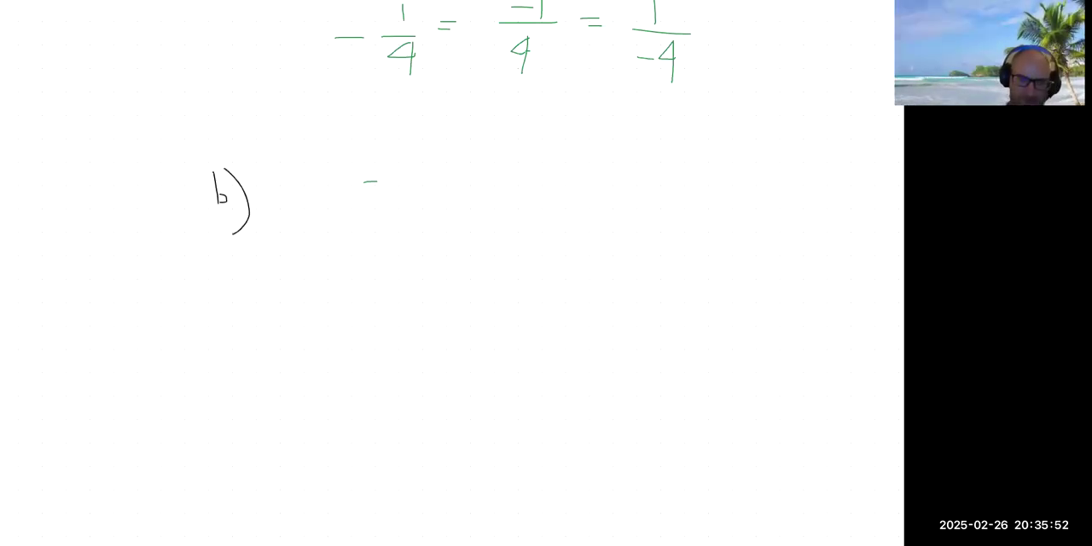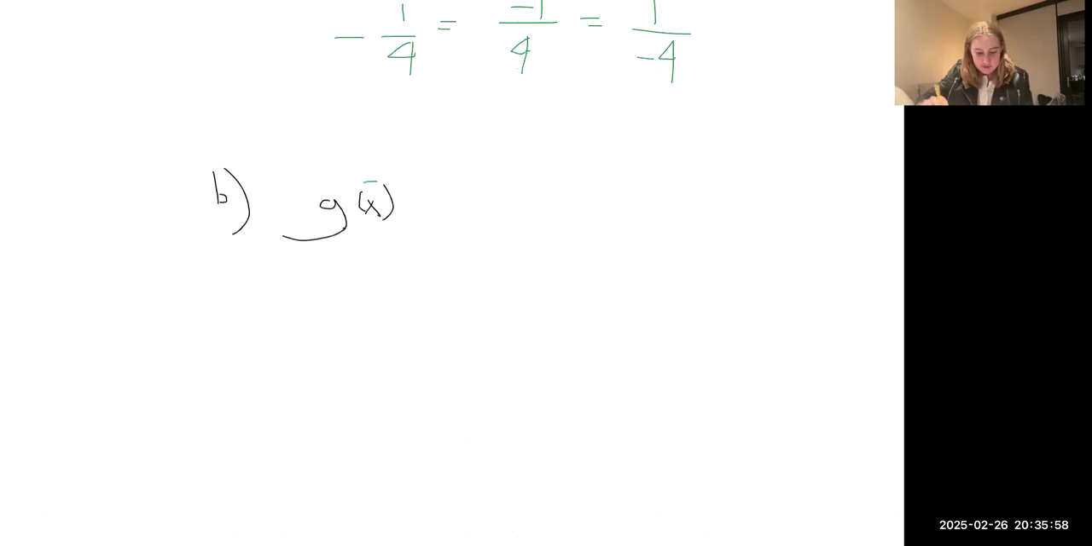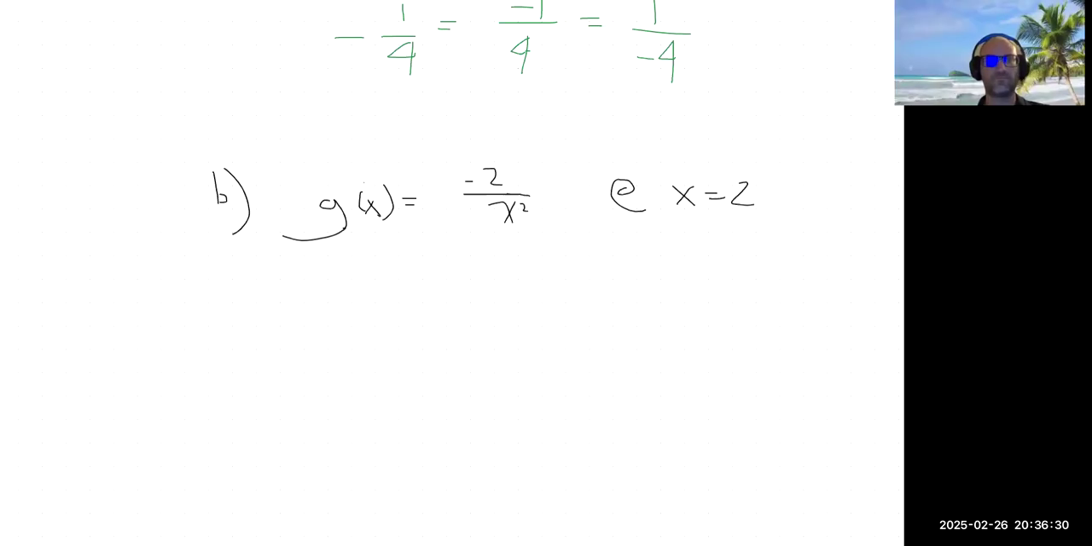So this is going to be g of x. Wait, I'm looking at the answers, not the equation. G of x equals -2 over x squared at x equals 2. Okay. So step 1, find the derivative, right? And this is a quotient.